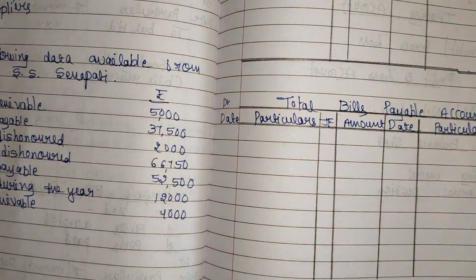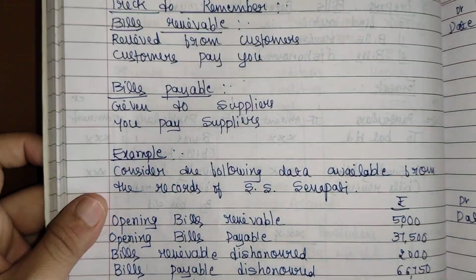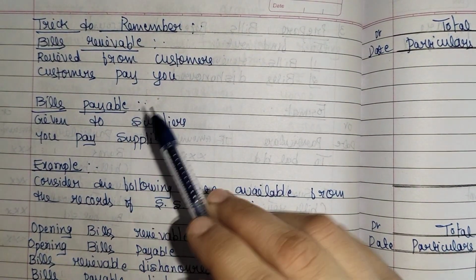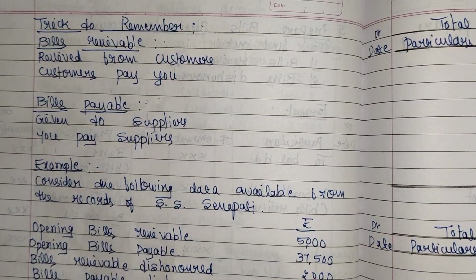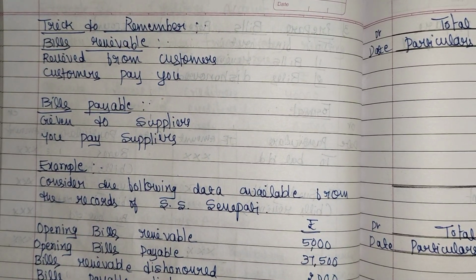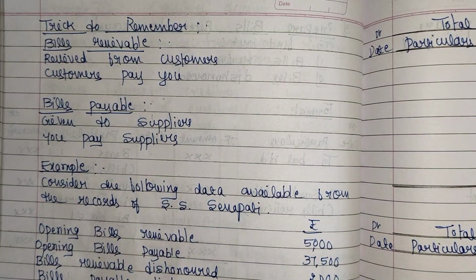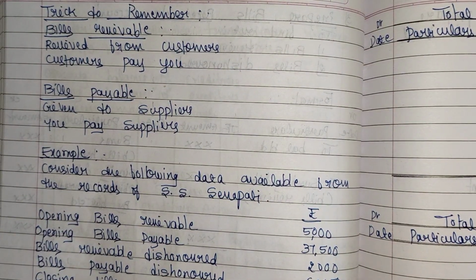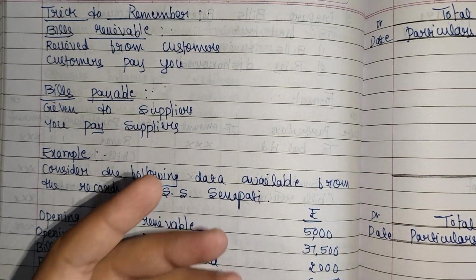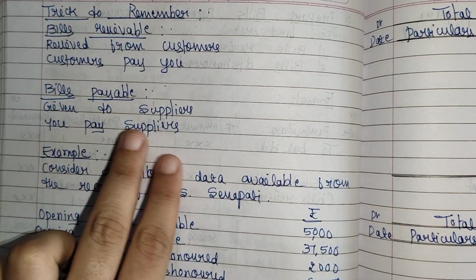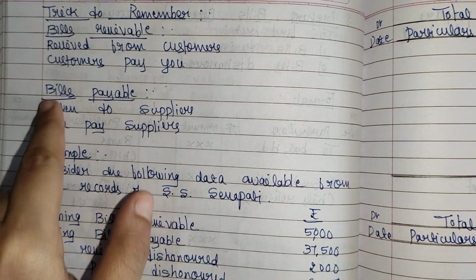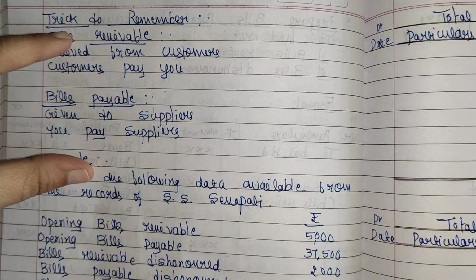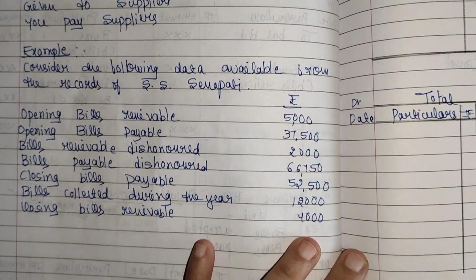Now after that, you just need to remember one trick. Bills receivable means received from the customers. Customers pay you. And next one, bills payable, it means what? Given to the suppliers. Given to suppliers means you purchase the goods from the suppliers and you pay the suppliers. That is what bills payable is. Clear? So remember this trick. Clear? Now let's see one example.